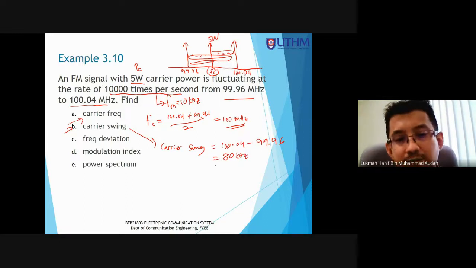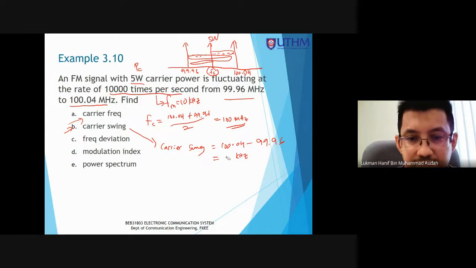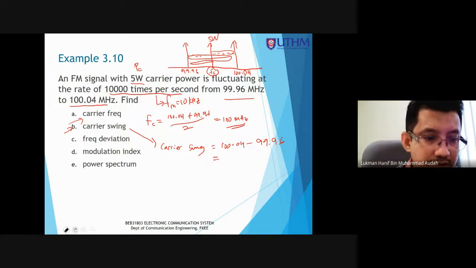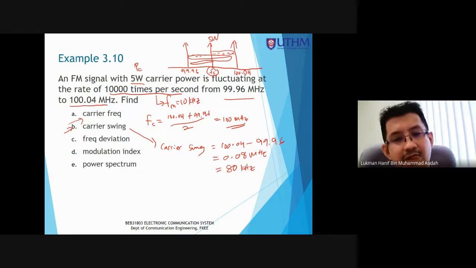Okay. Ataupun, you know, okay, ini mungkin kamu tak nampak, so saya buat macam ni lah sekejap. So actually like this 0.08 megahertz ataupun bersamaan dengan 80 kilohertz.